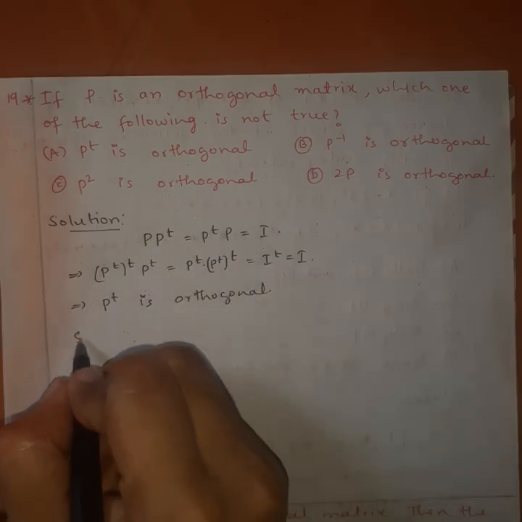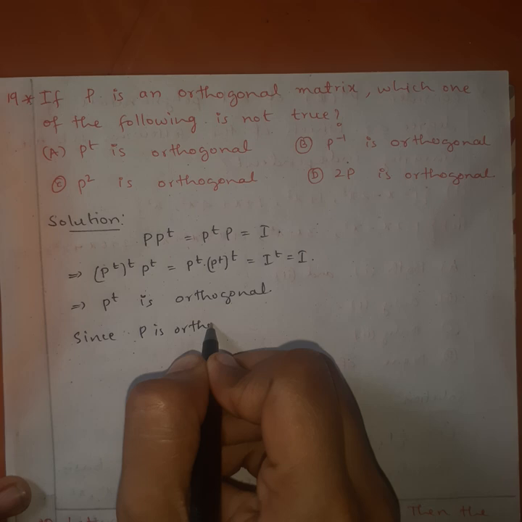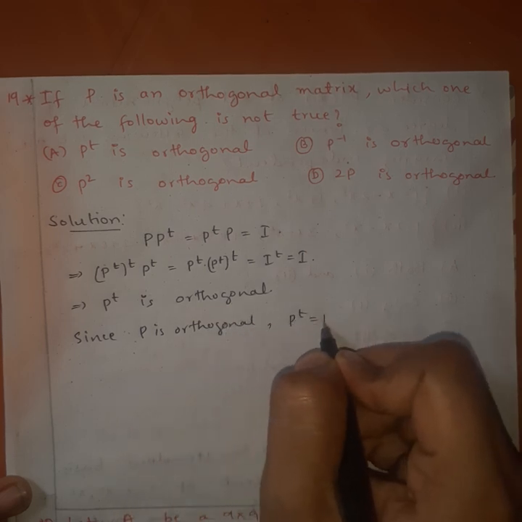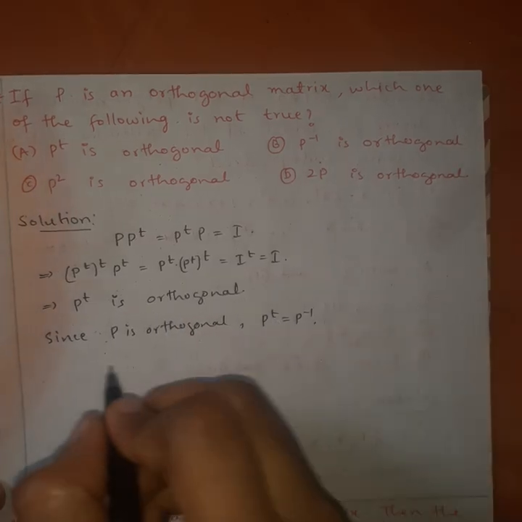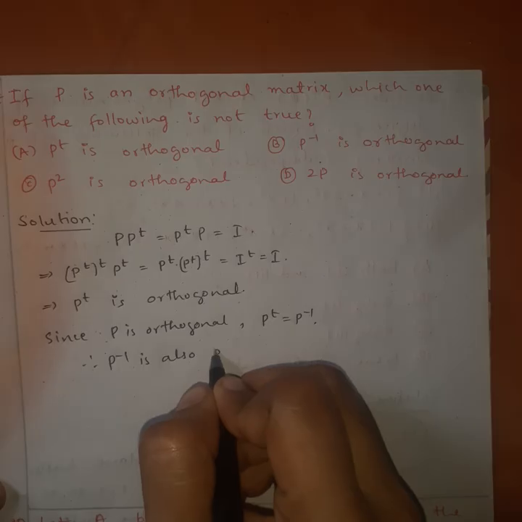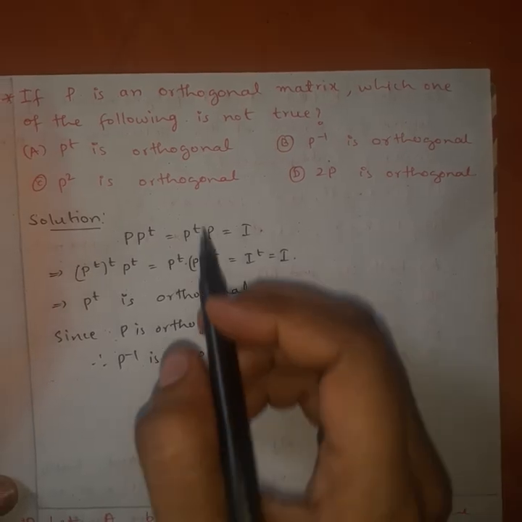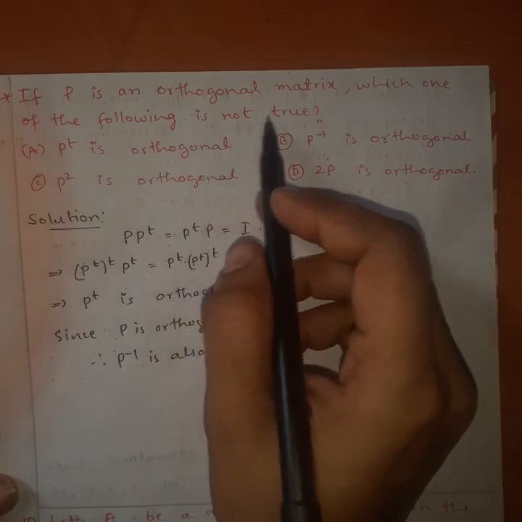Also, since P is orthogonal, we must have P transpose equal to P inverse. Since P transpose is orthogonal, therefore P inverse is also orthogonal. So these two statements are true. We have to check which is the false statement.